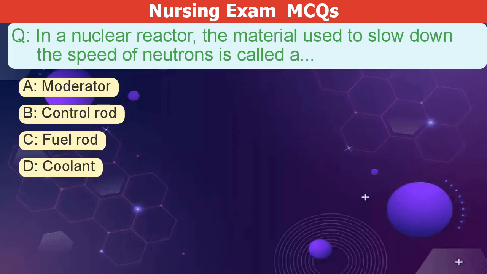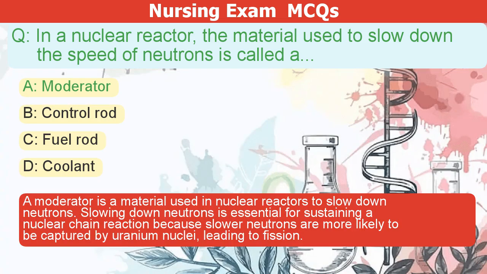In a nuclear reactor, the material used to slow down the speed of neutrons is called A. Moderator, B. Control rod, C. Fuel rod, D. Coolant. The correct answer is A. A moderator is a material used in nuclear reactors to slow down neutrons. Slowing down neutrons is essential for sustaining a nuclear chain reaction because slower neutrons are more likely to be captured by uranium nuclei, leading to fission.